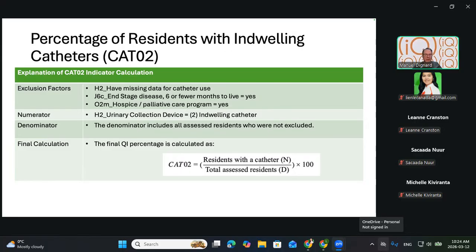So, percentage of residents with indwelling catheters. This quality indicator tracks the percentage of residents using an indwelling urinary catheter at the time of assessment, right? So the goal here is to monitor catheter use, as prolonged or inappropriate catheterization can increase the risk of infection, reduce mobility, and negatively impact their quality of life.